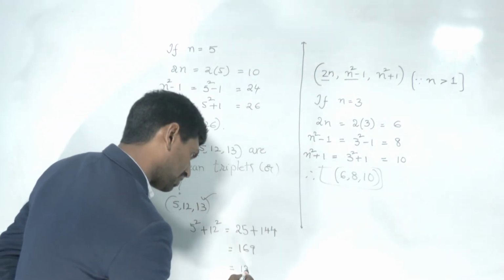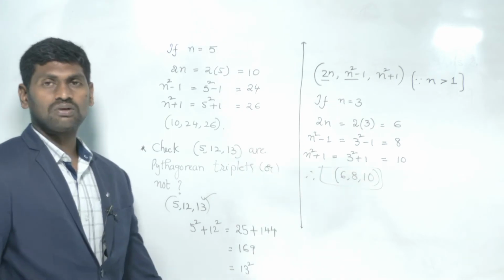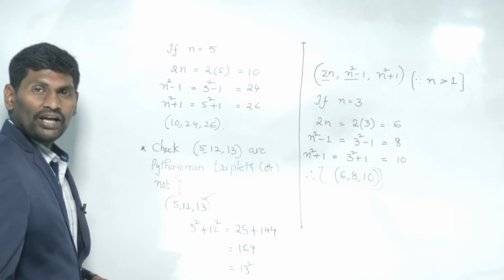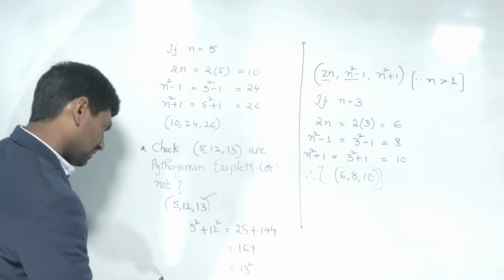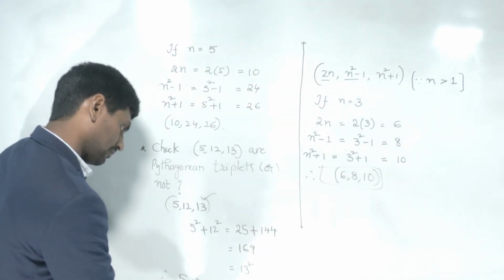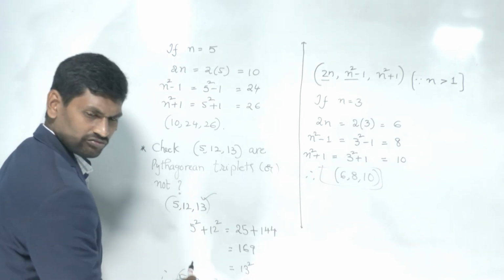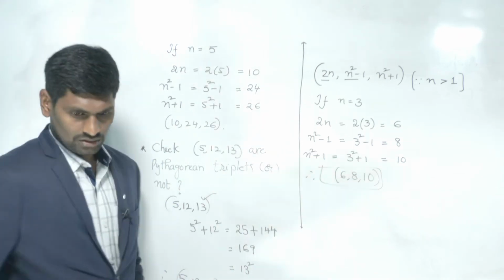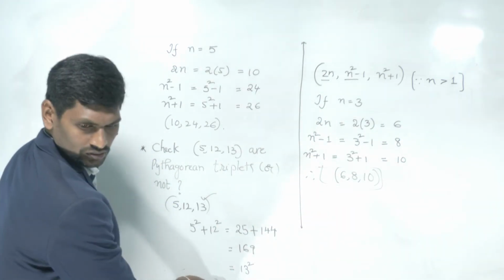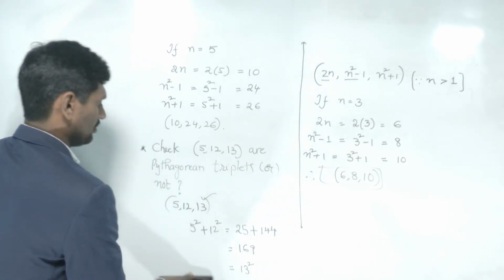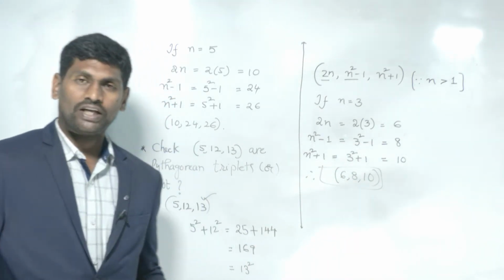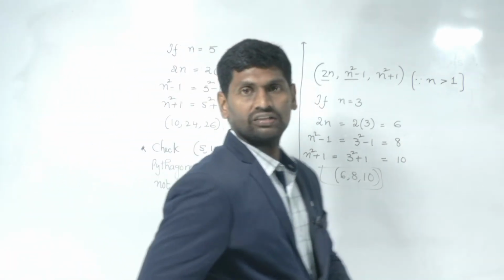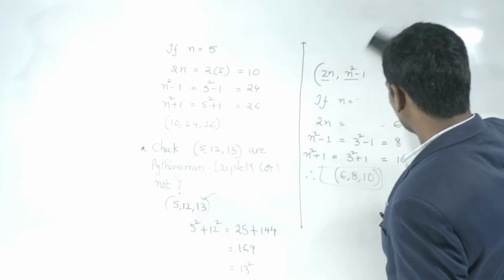So 13 square or not? Yes, 13 13s are 169. So therefore 5, 12, 13 are Pythagorean triplets. Last step you write: therefore, 5, 12, 13 are Pythagorean triplets. Okay? Yeah, please note that.